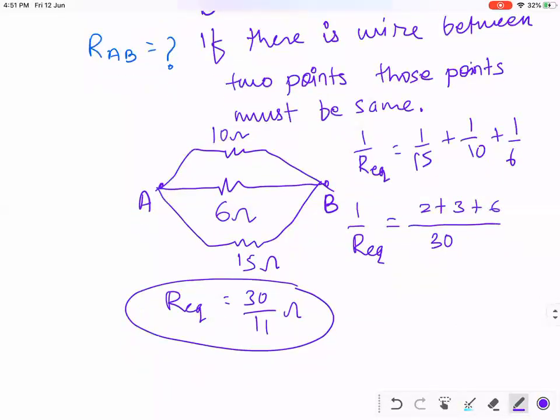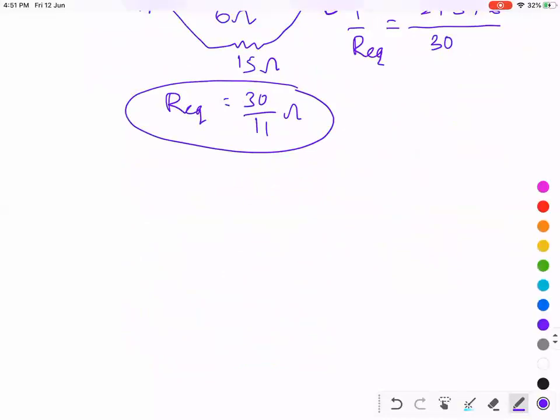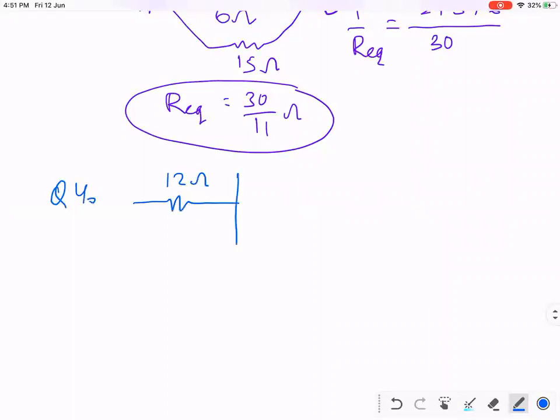Okay. I will give you a very easy question, level 0 question, so that we learn first. Then we'll increase the level. This is question number 4, I think. What is the equivalent of this? This is 10 ohm. This is 15 ohm. What is the equivalent resistance between A and B?